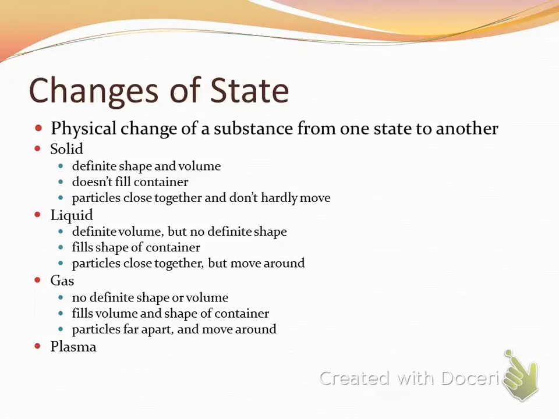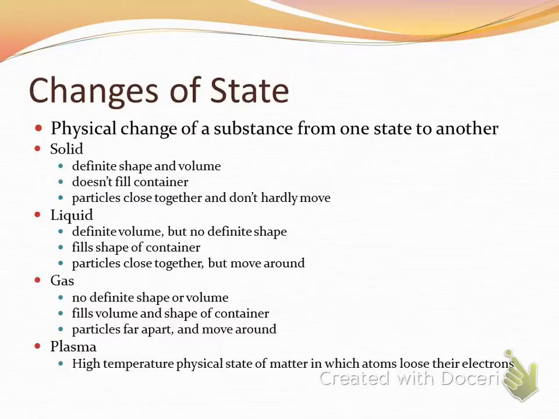Plasmas are our fourth kind of state of matter. We don't talk about it much, but it exists. Okay? Plasma exists at really high temperatures. Really high temperatures. Apparently I can't spell lose correctly. Okay, so it should be lose their electrons, not loose. It's a big pet peeve of mine, so I'm not sure how that got in there.